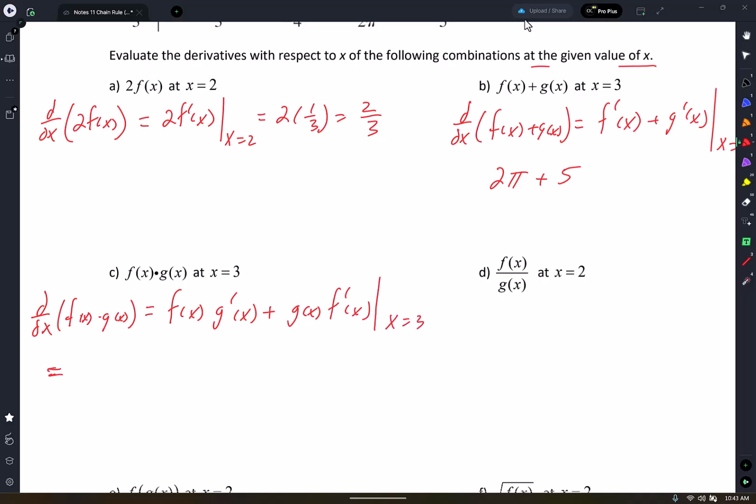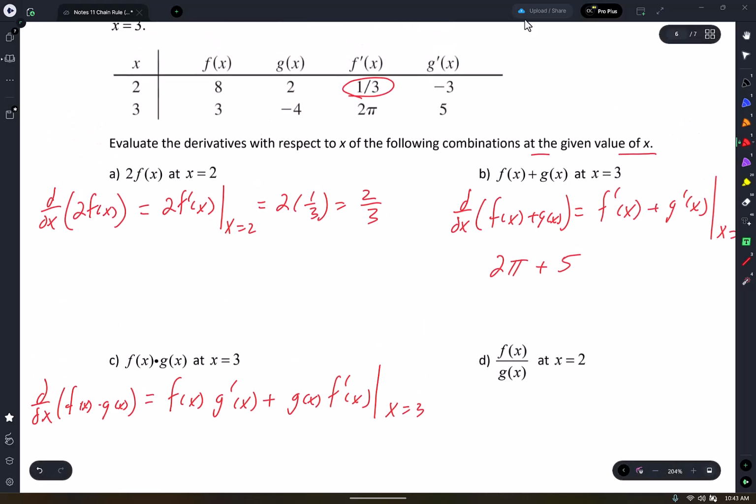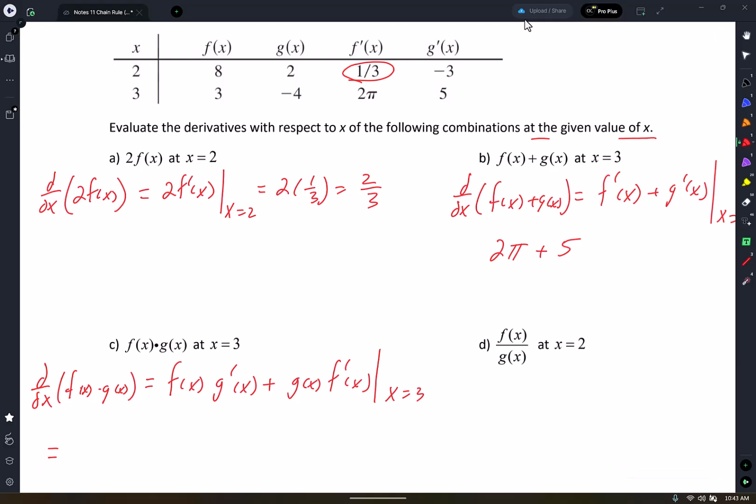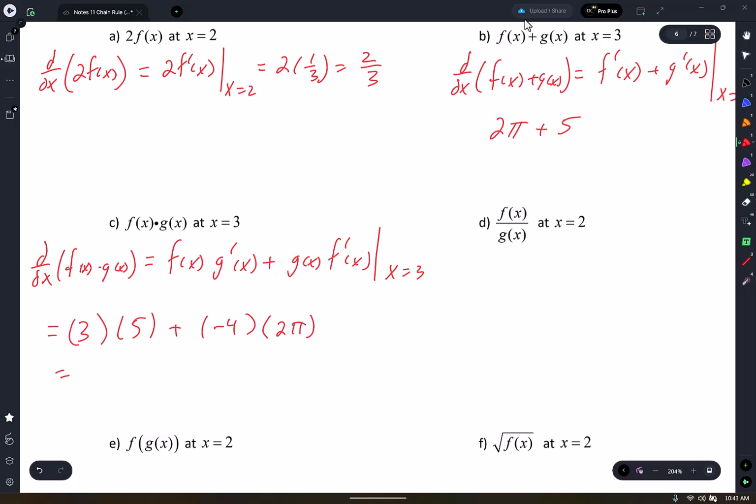So here it is. I put an equal sign, and now I'm just going to evaluate. So f of 3. Let's go to the table. What's f of 3? 3 times g prime of 3, 5, plus g of 3, -4, times f prime of 3, 2 pi. So let's see what we have here. 15 minus 8 pi. Yep.